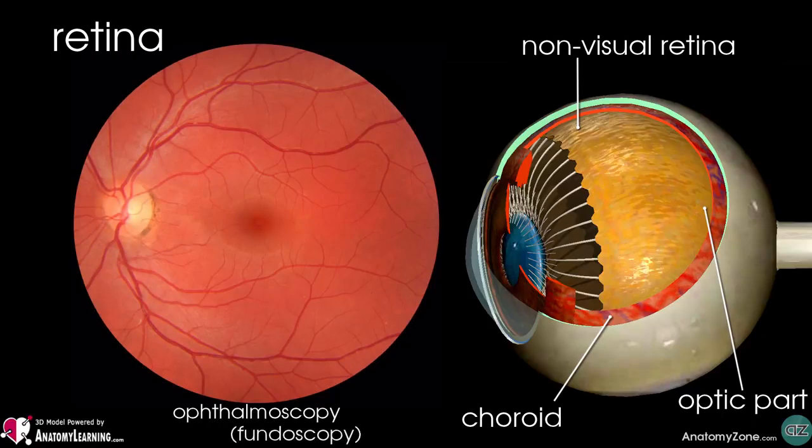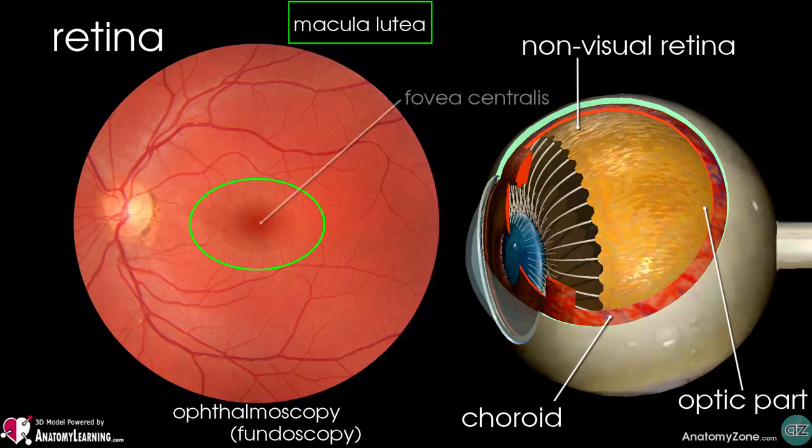The center of the retina is marked by an area known as the macula lutea. It is yellowish in color and highly pigmented. The macula contains a depression called the fovea centralis, which has a high concentration of cones, which are the light-sensitive receptor cells which function best in brightly lit conditions and are responsible for high acuity color vision.